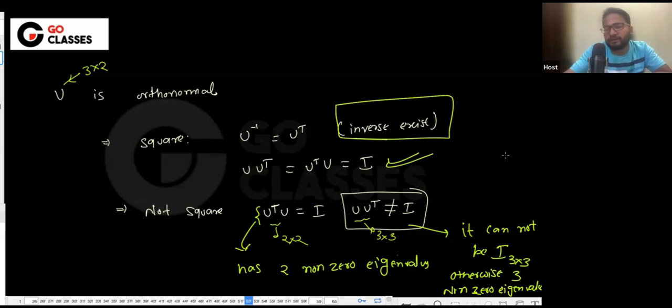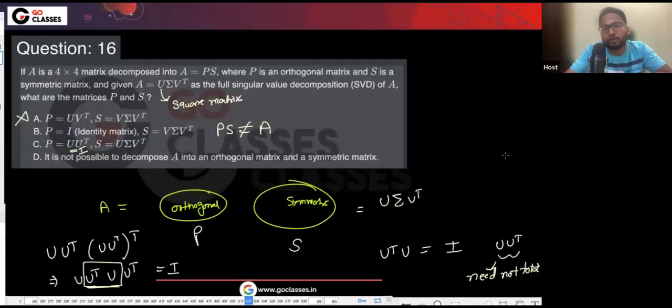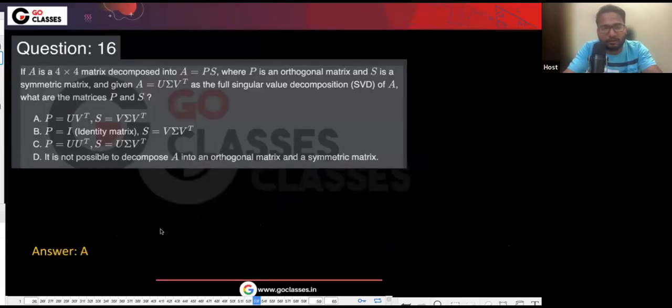But if it is not a square matrix, then U transpose into U is identity, but U into U transpose is not identity. So U into U transpose is identity only when it is a square matrix. But here it is a square matrix, so anyway this is identity, right? So this is definitely orthonormal. Is it symmetric? It is V sigma U transpose, right? So I think this need not be symmetric. Okay. So what is the answer that I have given? A.